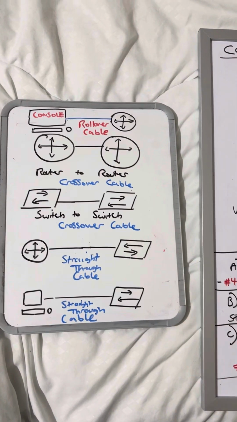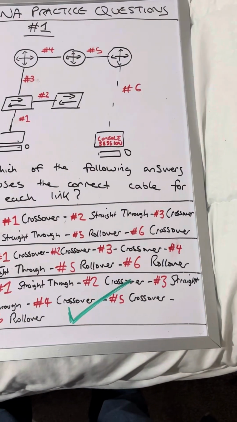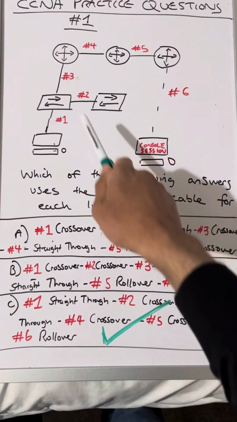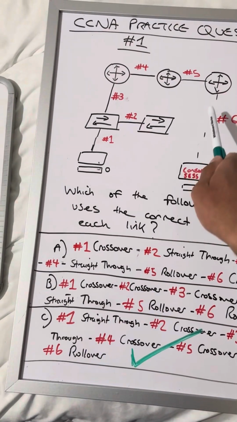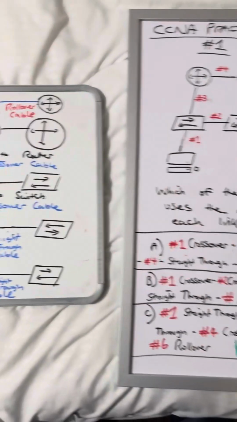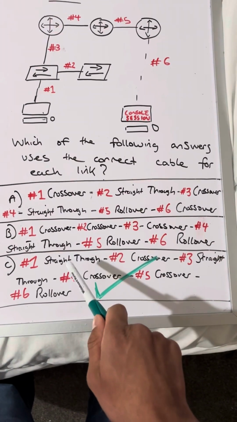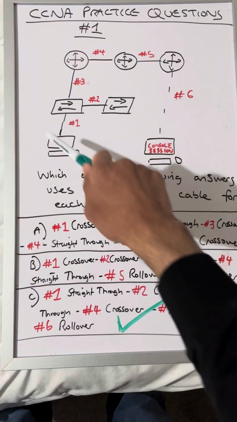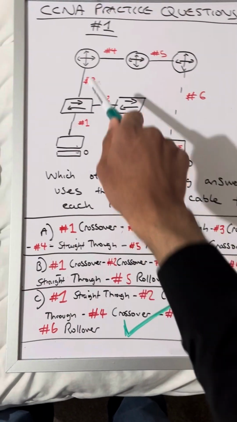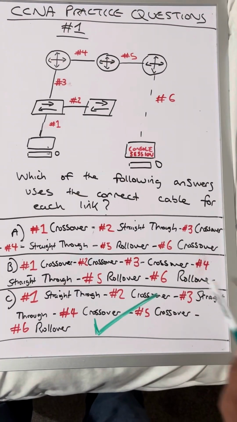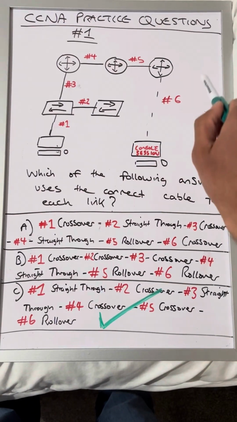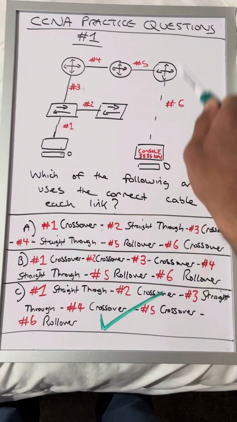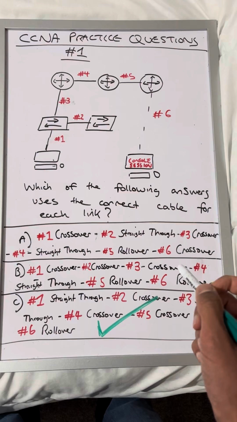So there you have it. There were 6 connections here, and these were the cables we had to use: straight through, crossover, then straight through, then crossover and rollover. So that was the correct answer. Well done if you got the question right.